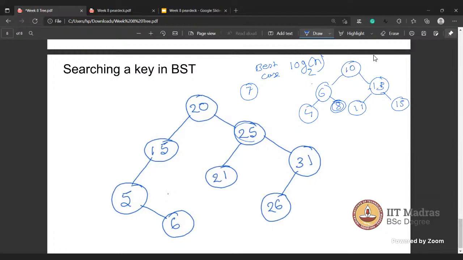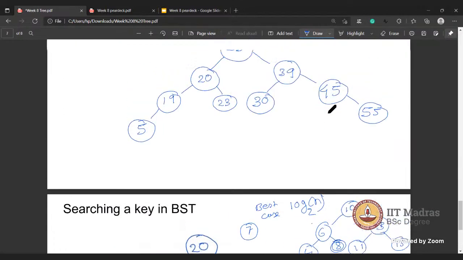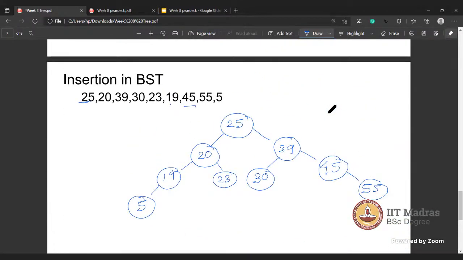Excuse me, sir. I have a doubt in the previous slide. While inserting the values, if we have the same order, but after 19, it's 18, how do we proceed with that? Do we take left side of 19? Okay, so suppose 25, 20, 39, then 30, then 23, and after the 19, the 18.